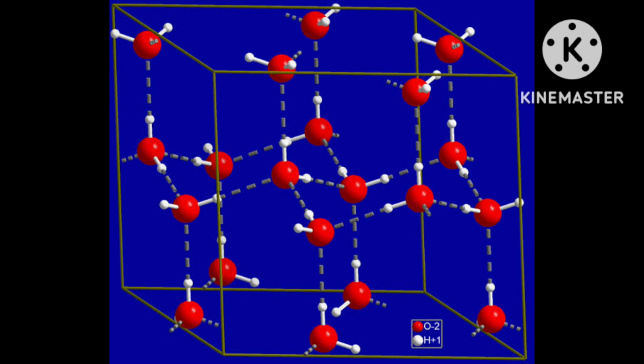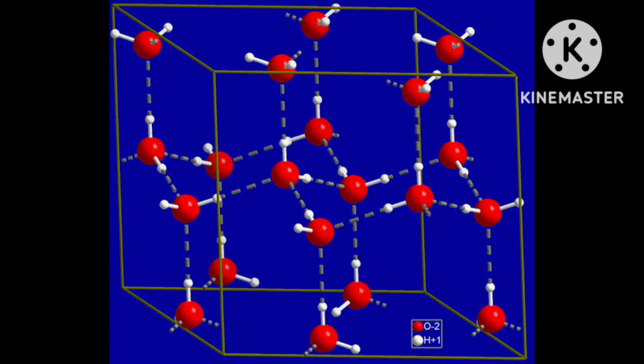Now, more you should know: ice has a highly ordered three-dimensional hydrogen bonded structure. This you understand, it is a highly ordered three-dimensional hydrogen bonded structure. It means it has length, breadth, height. You have already seen ice.